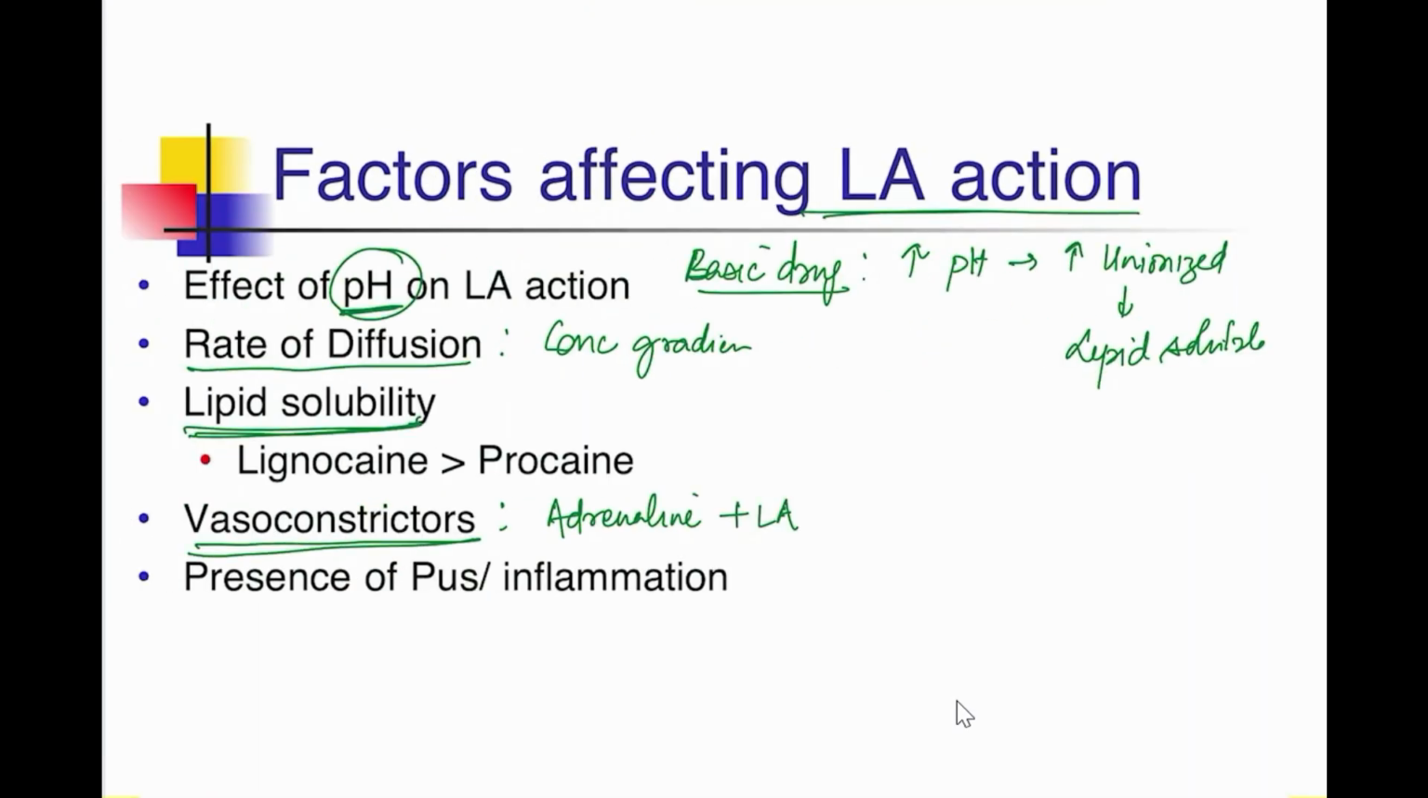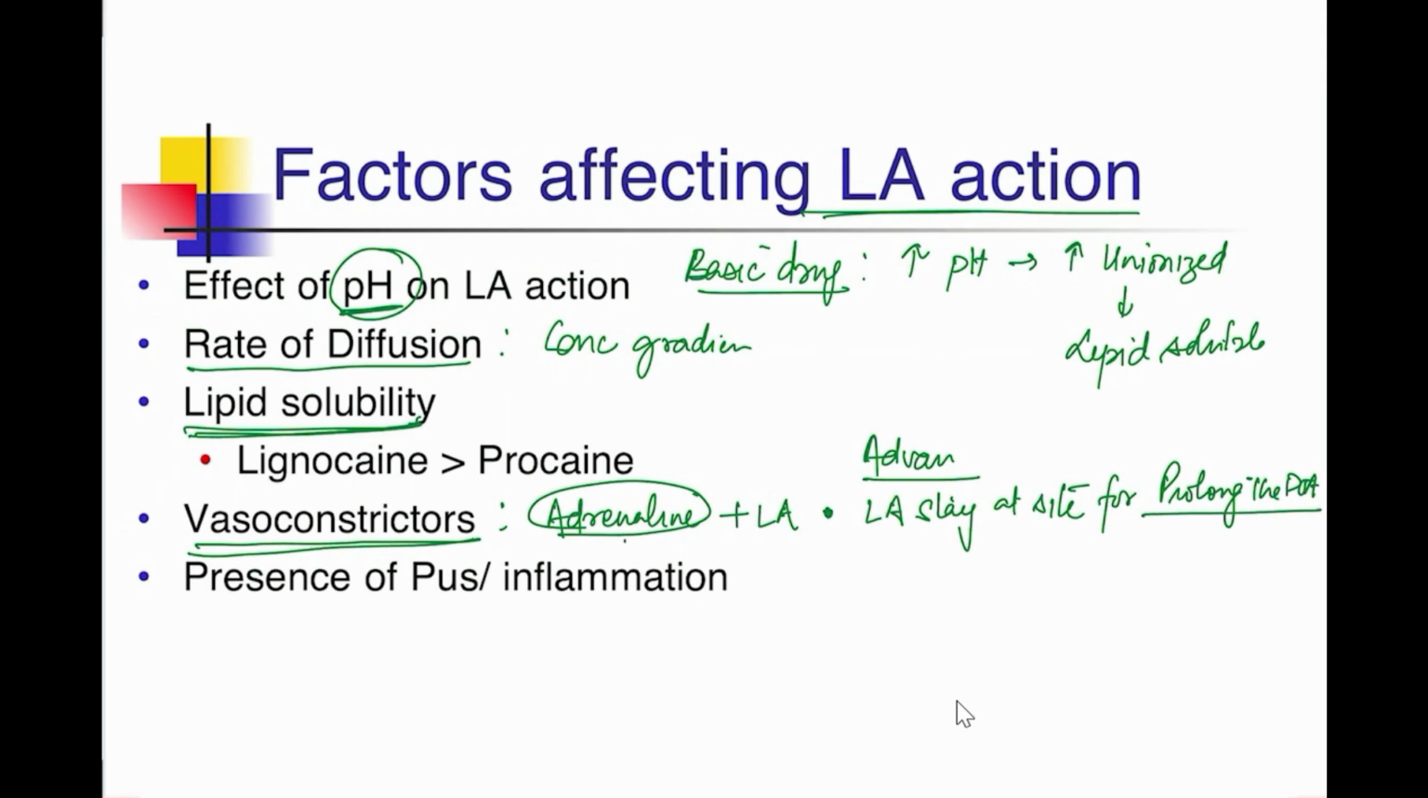So adrenaline, it is a vasoconstrictor. So once you give this, the advantage of this one is, if we are going to give this, then what will happen? Because of the vasoconstrictor action of this, the local anesthetic will stay at the site for a longer time. So it is going to prolong the duration of action of the local anesthetic if we are going to give it with adrenaline.